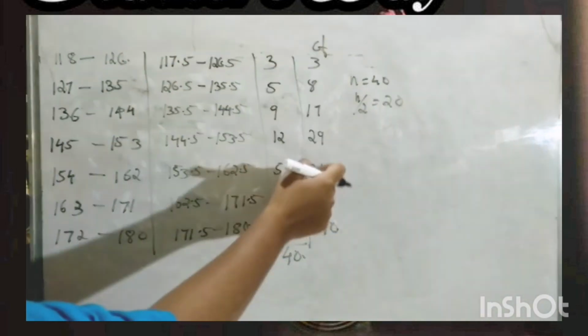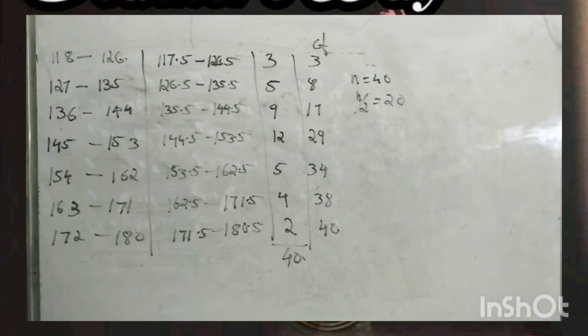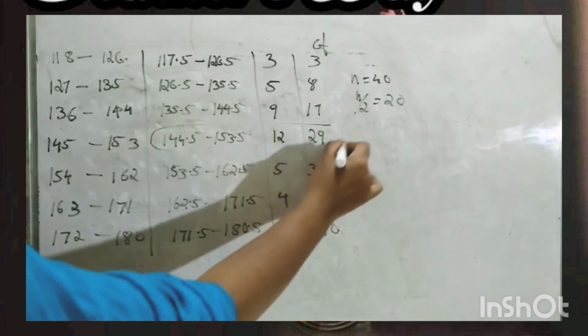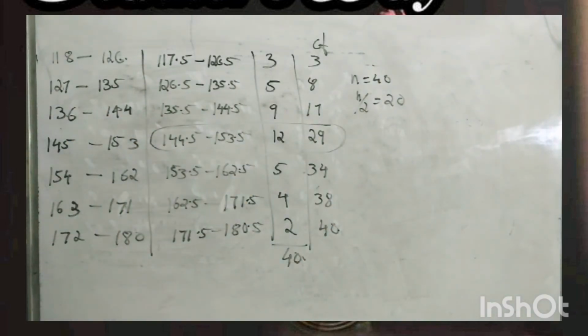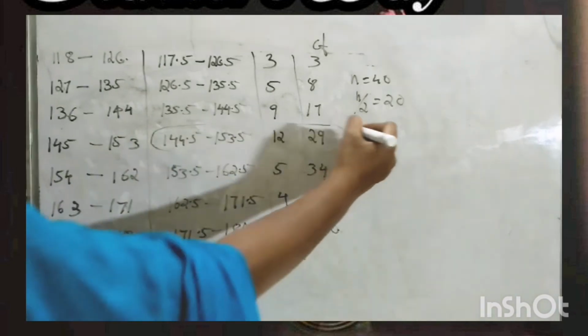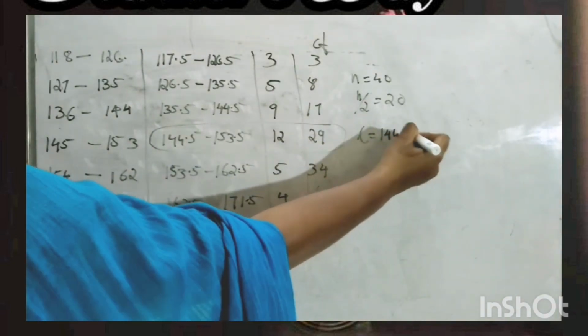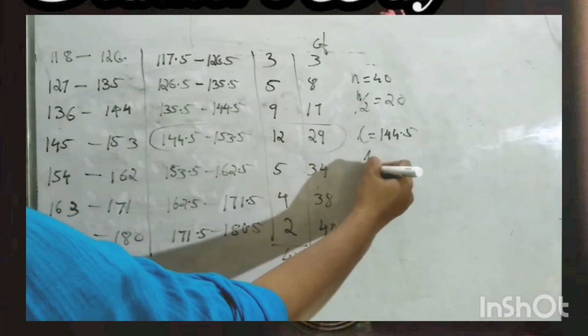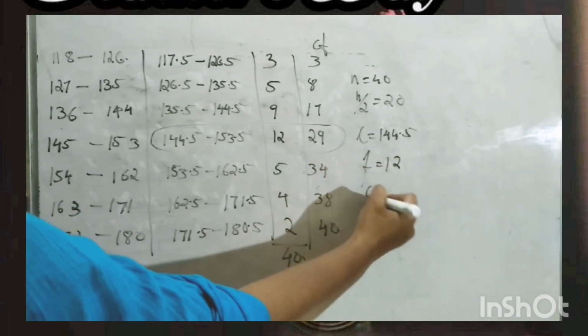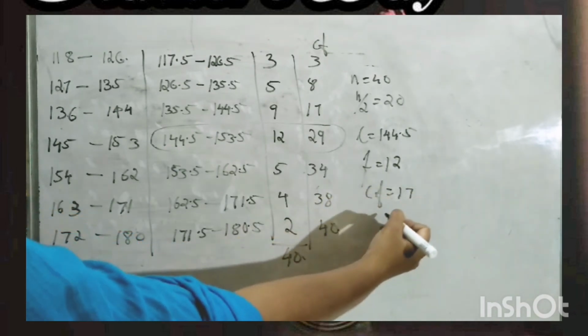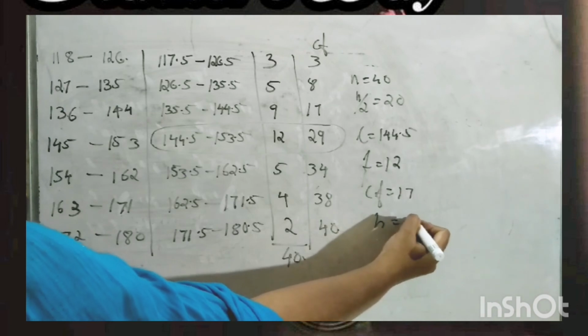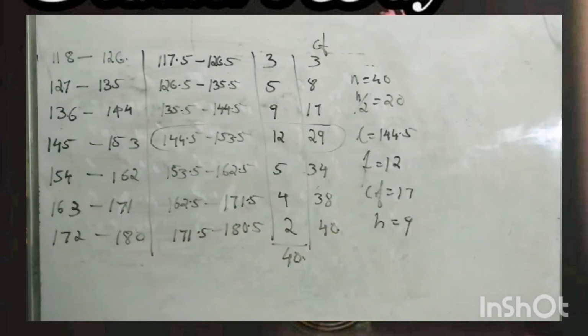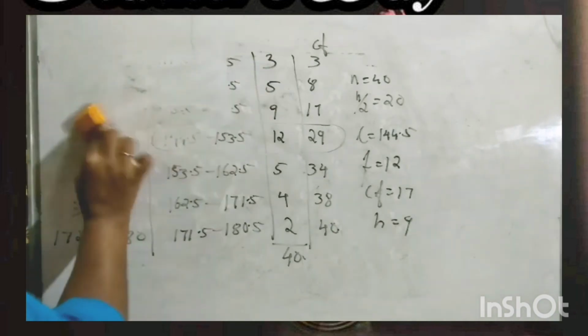Now just look at the CF. The CF which is greater than 20 and nearest to 20 belongs to the class 144.5 to 153.5. That is our median class. Now L is equal to 144.5, F is the frequency of the class, 12, CF of the preceding class is 17, and h is equal to 9. Now just apply these values in the equation of the median.